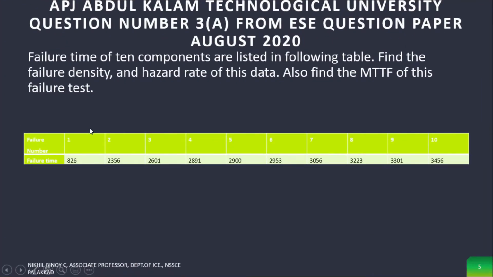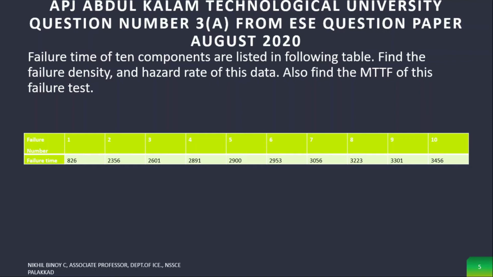Okay, so now we are going to discuss question 3A asked in the APJ Abdul Kalam Technological University's end semester exam, that is the university question paper of August 2020. The question is: the failure times of 10 components are listed in the following table. Find the failure density and hazard rate of this data. Also find the mean time to failure of this failure test.